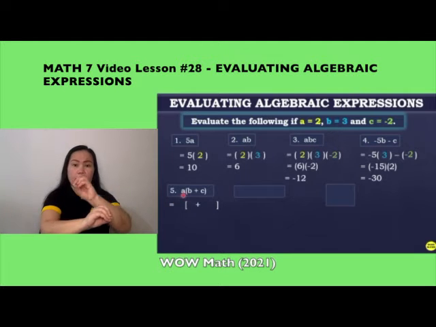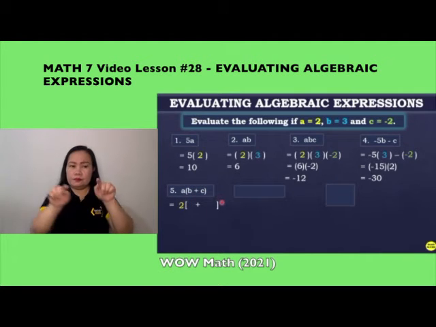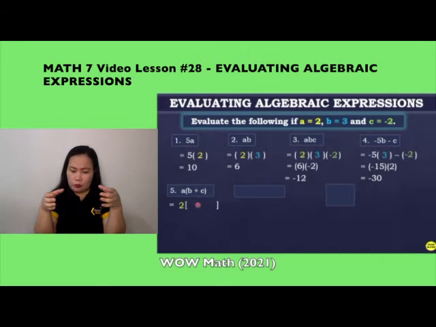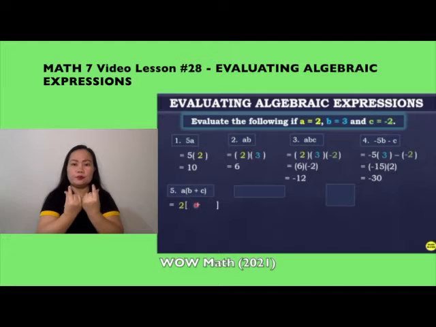So, what is your A? Positive 2. Your B. So, make sure na naka-parenthesis ito, dapat naka-group din ito. Okay? Dapat kung naka-group po ito, i-group po natin yan. Kasi may ibig sabihin po yan pag naka-group. Kapag naka-group, by applying the rule of PEMDAS, ibig sabihin, uunahin po natin yung nasa parenthesis. Okay? So, B, that is 3, and then your C is negative 2.